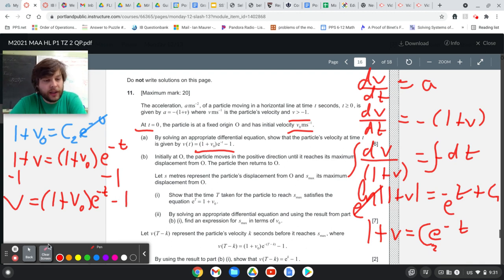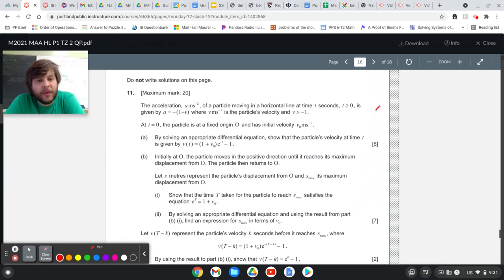All right, clearing the screen so I have some space. Part B. Initially at 0, the particle moves in the positive direction until it reaches its maximum displacement, then returns. Let s represent the displacement and s max its maximum displacement. Show that the time t taken to reach s max satisfies the equation e to the t equals 1 plus v naught. Okay, so here's the idea.